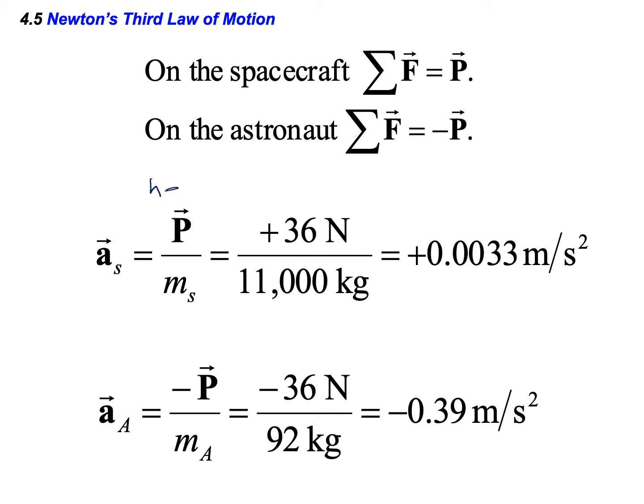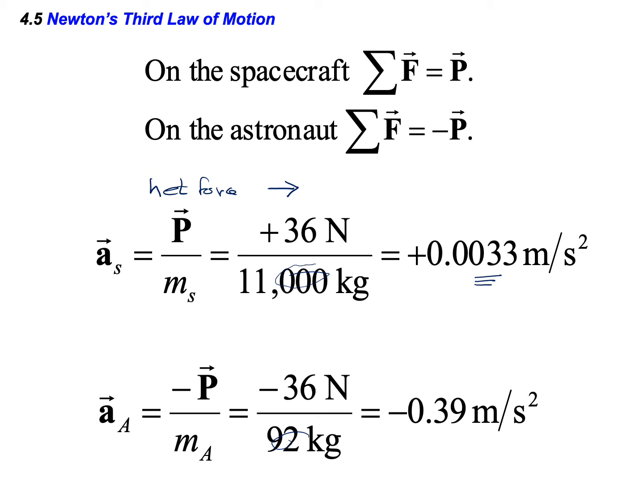This is the net force, which is plus 36, because you apply a force in this direction. The astronaut applies a force on the spacecraft, which is plus 36 Newton, and this is the mass of the spacecraft, which is 11,000, and you have a very small acceleration, because a spacecraft is a lot heavier than the astronaut's mass. Therefore, this is a very small acceleration.